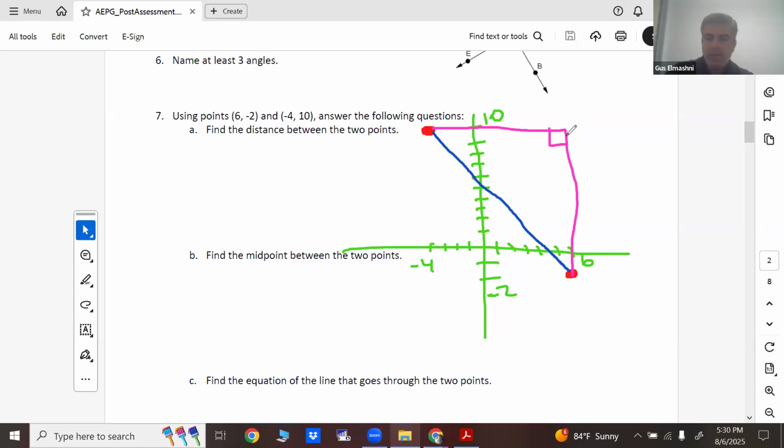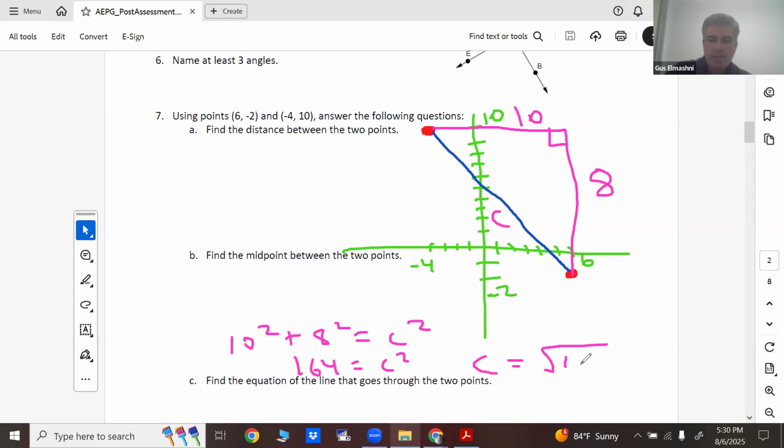So if you do Pythagorean theorem, that's 8. And that's 10. We'll call it C. And so it's 2 root 41.